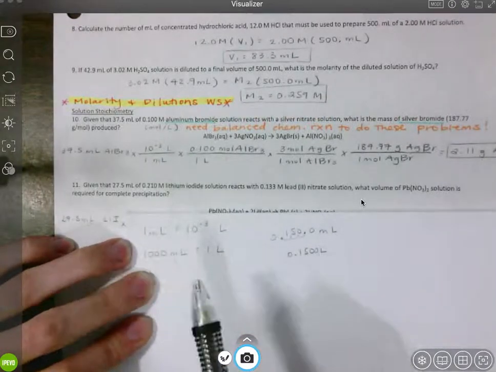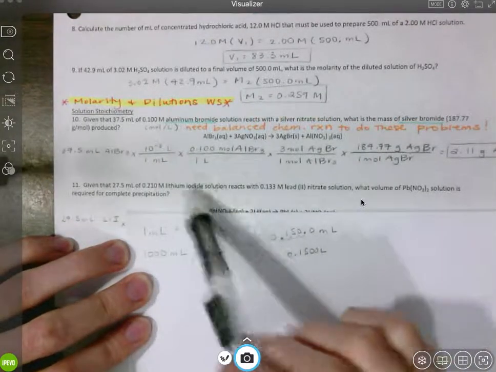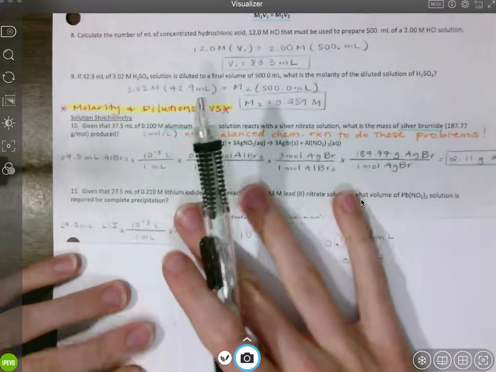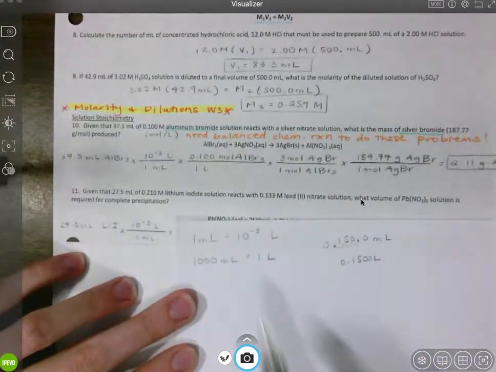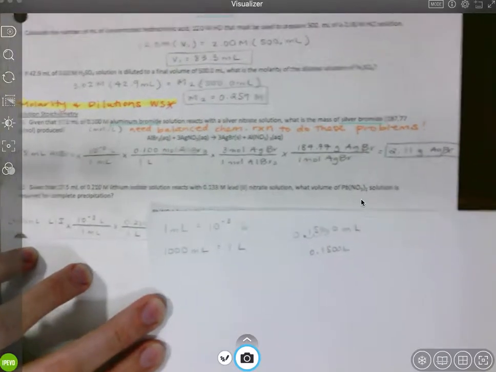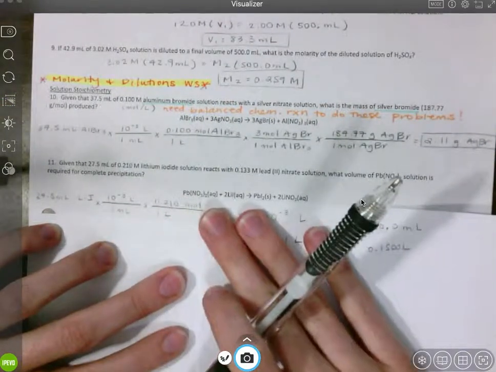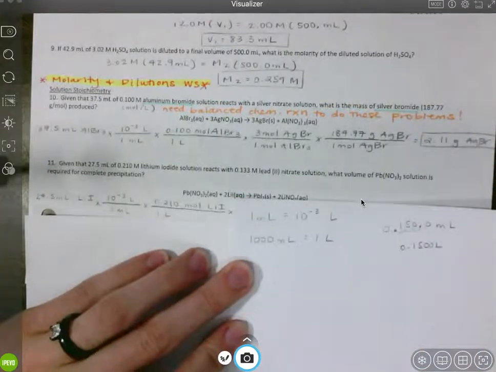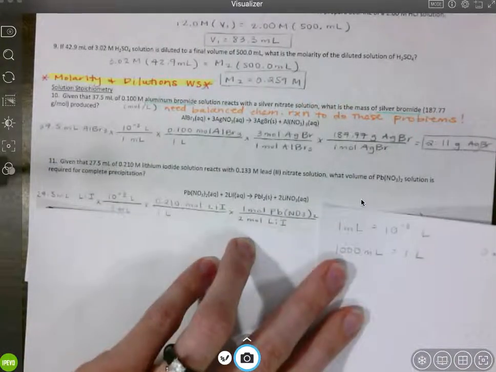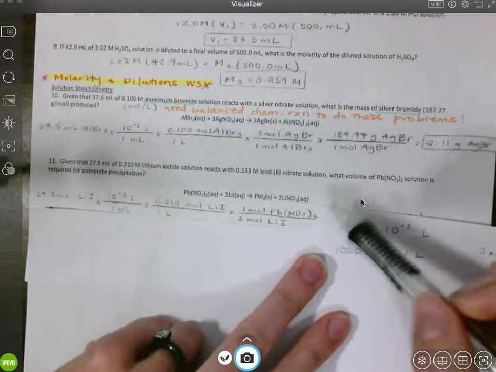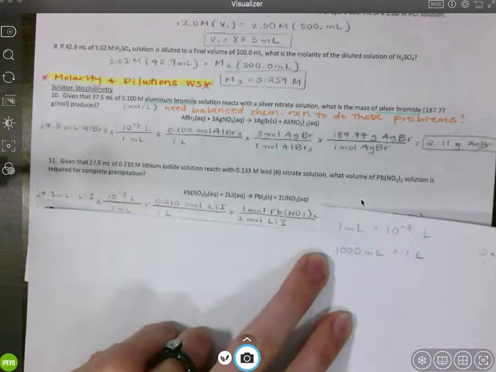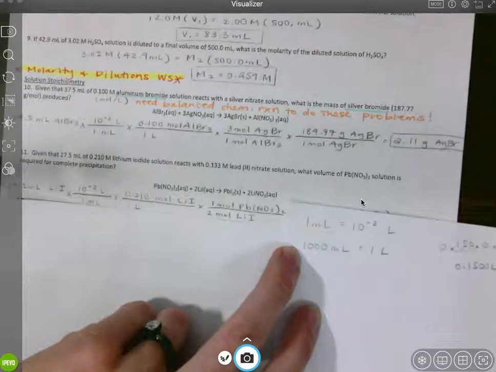We need to convert to liters so that we can use this molarity number. So 1 milliliter is equal to 10 to the negative third liters. Again, you can use these, just make sure you're canceling units. Okay, so once we're in liters, we get to use our molarity for our lithium iodide to get to moles. And once we're in moles, we do a mole-to-mole conversion and jump over to lead-2 nitrate. So moles of lithium iodide cancel on the bottom. We want moles of lead-2 nitrate. Once we have moles of lead-2 nitrate, we need to convert to liters of lead-2 nitrate.